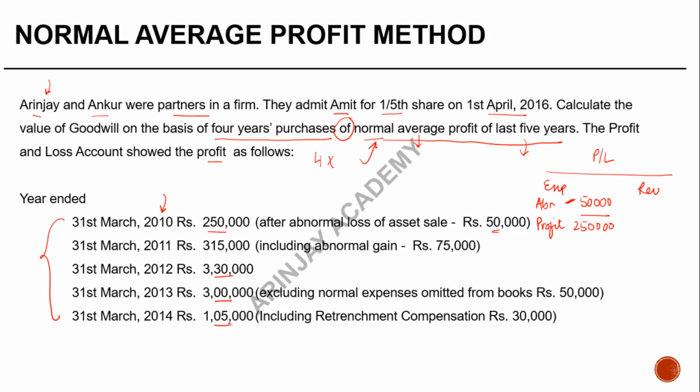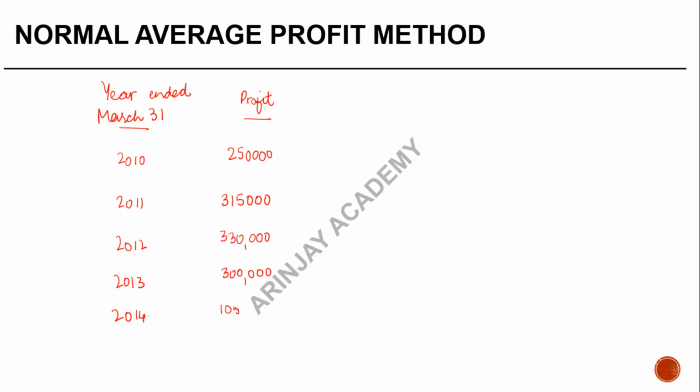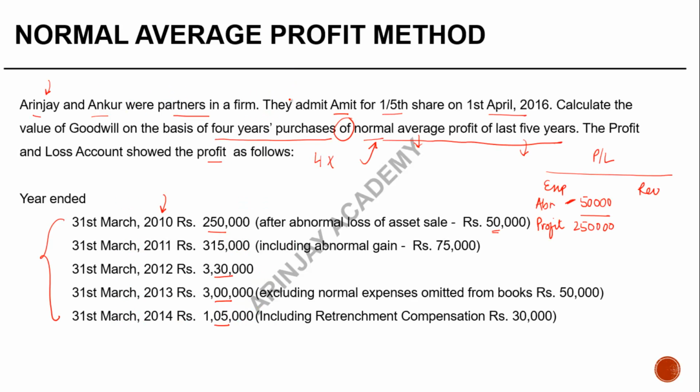Right? And you have 1,05,000. But these are the profits which are shown in the profit and loss account. Are these the normal profit? The answer is no. Why? Because we are given certain additional information. This profit of 2,50,000 is after abnormal loss on asset sale of 50,000, which means this abnormal loss was debited here. So if this was not here, this profit would have obviously increased, right?